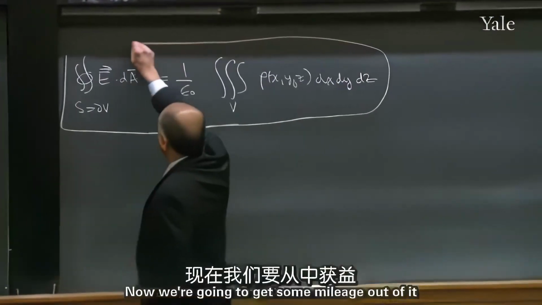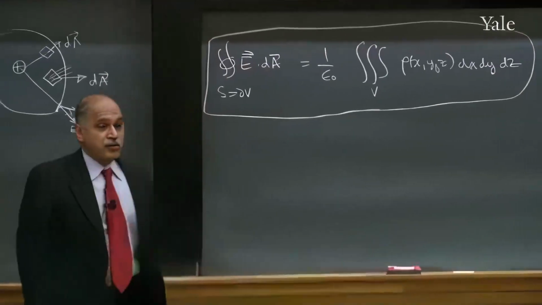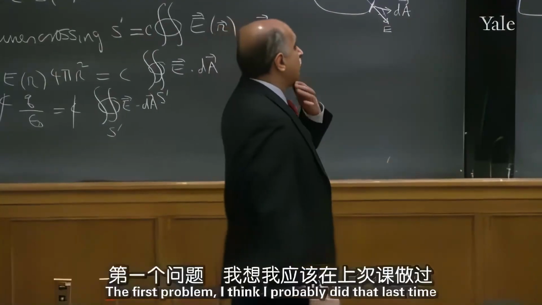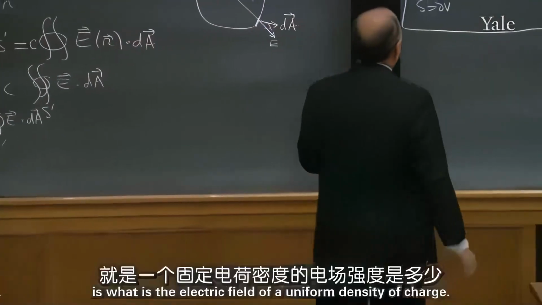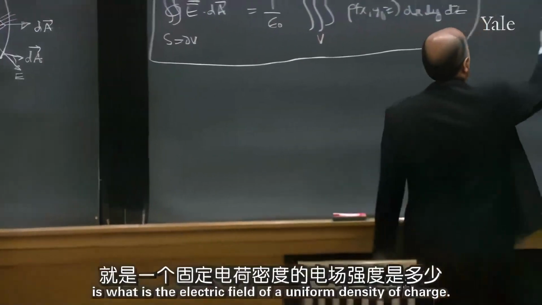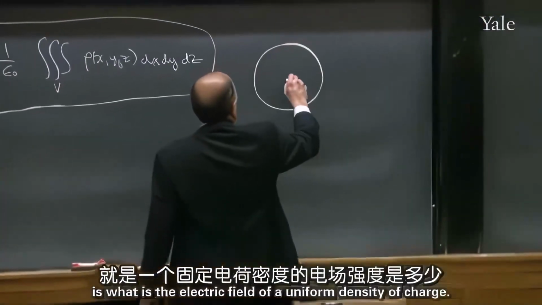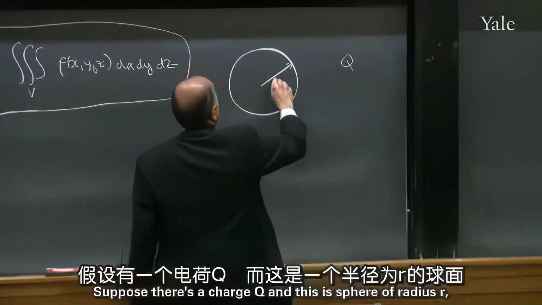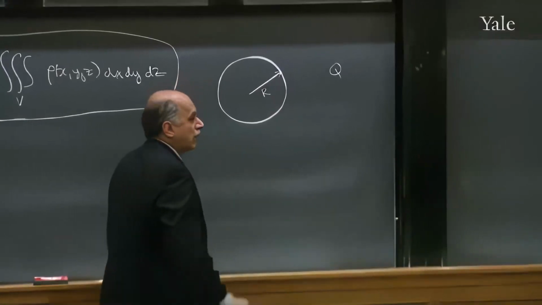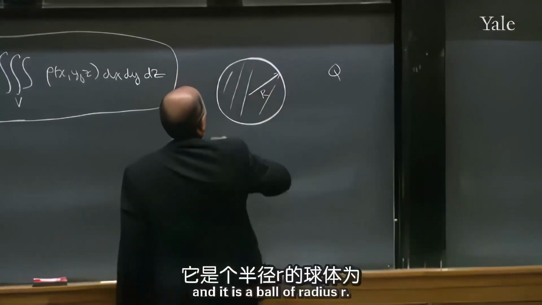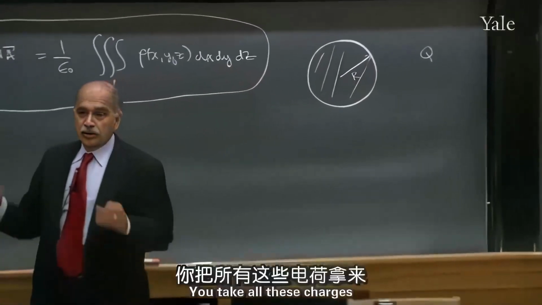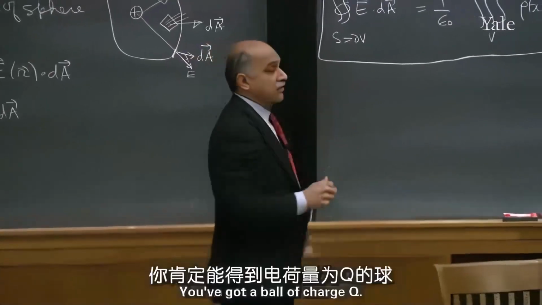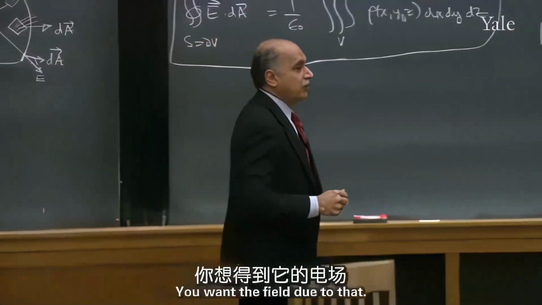Now we are going to get some mileage out of it to solve certain problems which normally would be very difficult. The first problem, I think I probably did that last time, but it's worth going over, is what is the electric field of a uniform density of charge? Suppose that's a charge Q, and that's a sphere of radius r, and it is a ball of radius r. You take all the charges and you pile them on top of each other. They don't like it, but you glue them or do whatever you have to do. You've got a ball of charge Q.